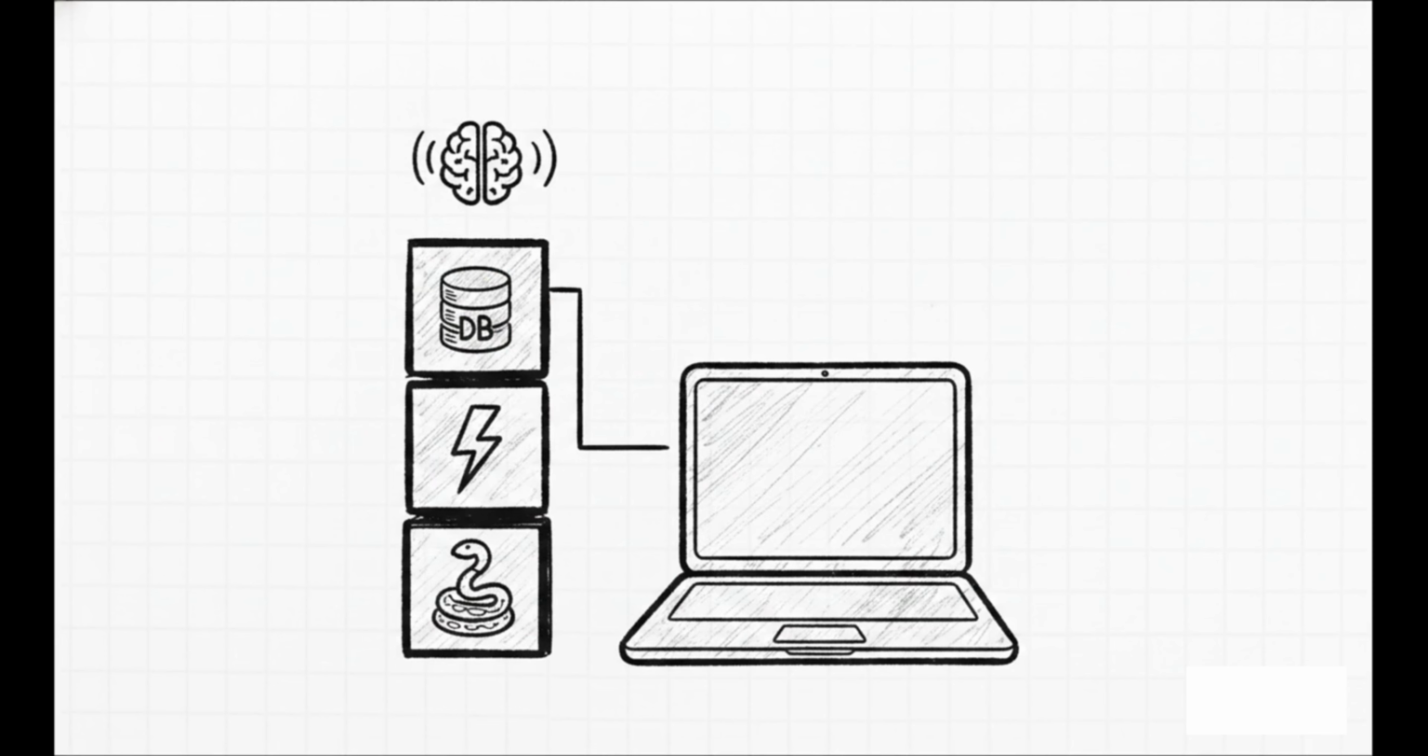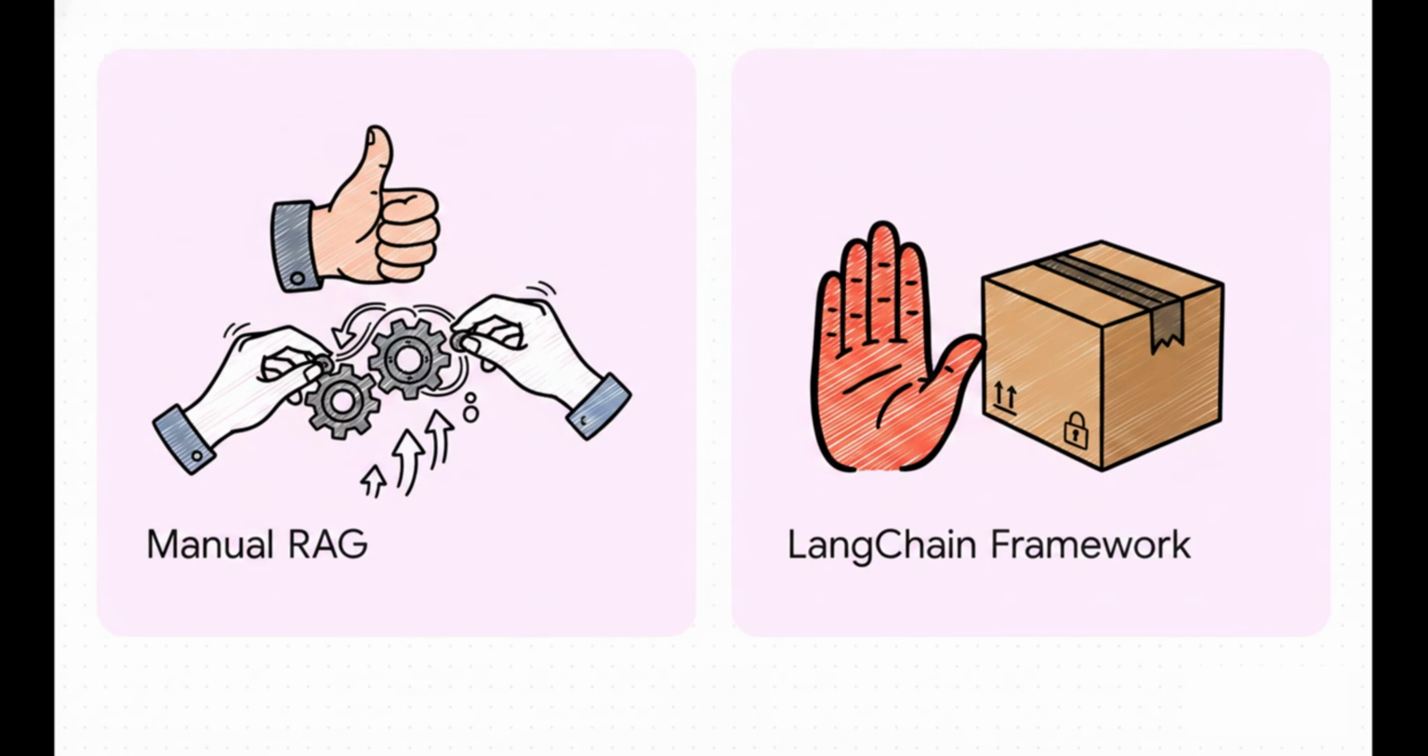For your first local build, just run pip install chromadb in Python. It's lightweight and totally beginner friendly. Listen, build it manually first. Avoid heavy frameworks like LangChain early on, because they hide how things actually work.